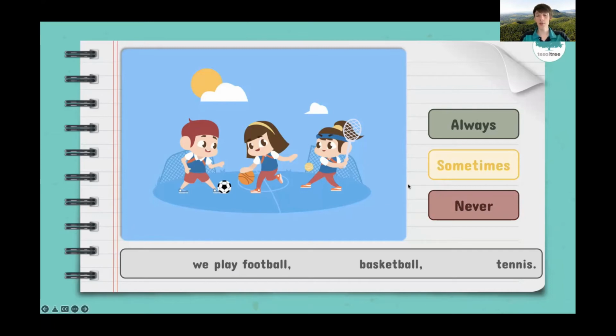So here, what is the missing word? It's sometimes. Good job. Let's read this sentence together. 3, 2, 1. Sometimes we play football. Sometimes basketball. Sometimes tennis. That means part of the time we play football. Other times, other parts, we play basketball. And the rest of the time, we play tennis.